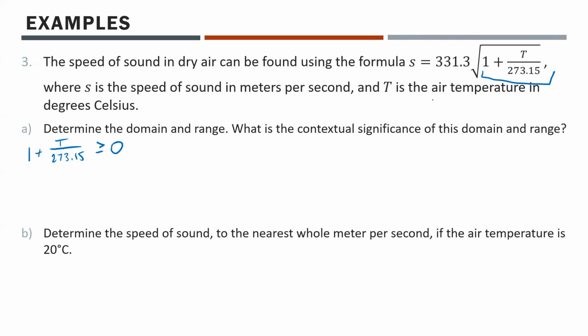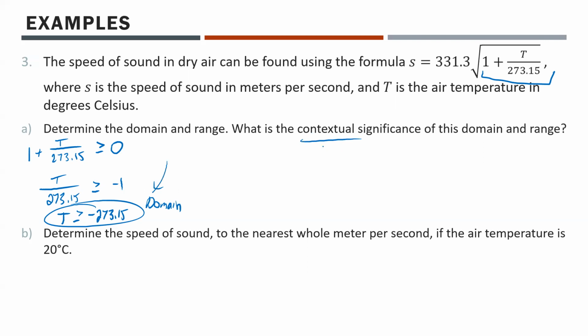Anyway, let's solve for t. Let's figure out what t has to be here. So I'll subtract 1 on both sides. This gives me t over 273.15 needs to be greater than or equal to -1. Then multiply by 273.15 on both sides. So this just means t needs to be greater than or equal to -273.15. That right there is actually your domain. Your domain is that your t, your temperature, has to be greater than or equal to -273.15. Now, before we move on to range, we can actually talk about the contextual significance of that domain.